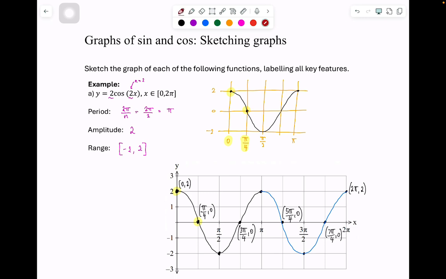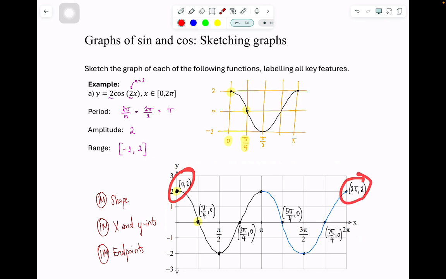One mark goes towards the shape. The second mark goes to the x and the y intercepts. And the third mark goes to the endpoints. In this case, yes, our endpoint does share the y-intercept as well, but we include that anyway.